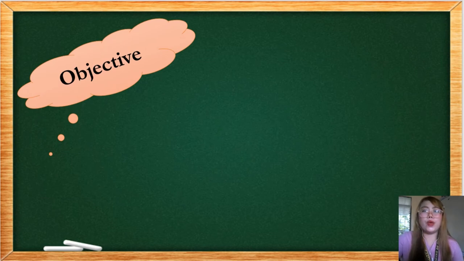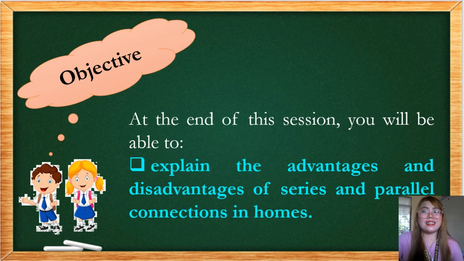This time, we will discuss with you the electric circuit. We hope that you will be able to achieve our objective. What would be our objective for today? At the end of this session, you will be able to explain the advantages and disadvantages of series and parallel connections in homes. So, are you now ready to listen? Fabulous! Now, sit back and relax, because after a short break, we will start our lesson.